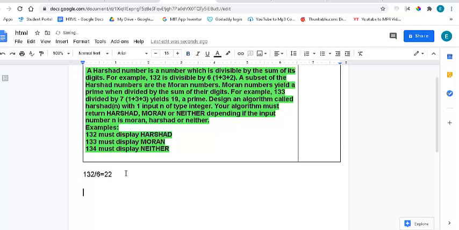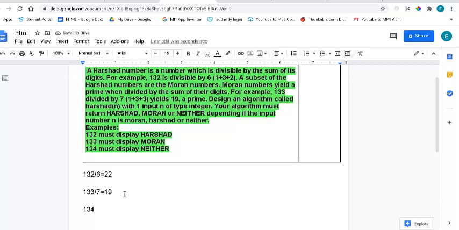Now let's try 133. The sum of the digits is 7. So 133 divided by 7 is going to give us 19. But since 19 is a prime number, we call it a moron number. So 133 is moron. Now look at the number 134.